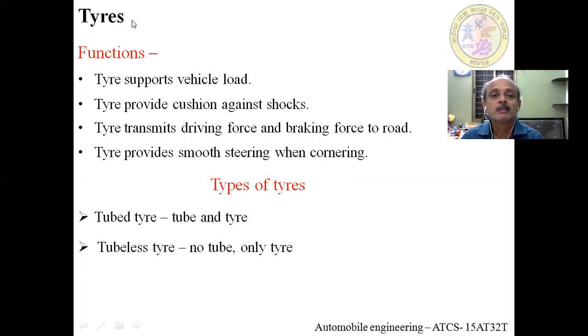Quickly, we can go for the types of tires. First one is tube tire. Second one is tubeless tire. In the tube tire, tube and tire are provided. In the tubeless tire, no tube, only tire is provided. That is the main.